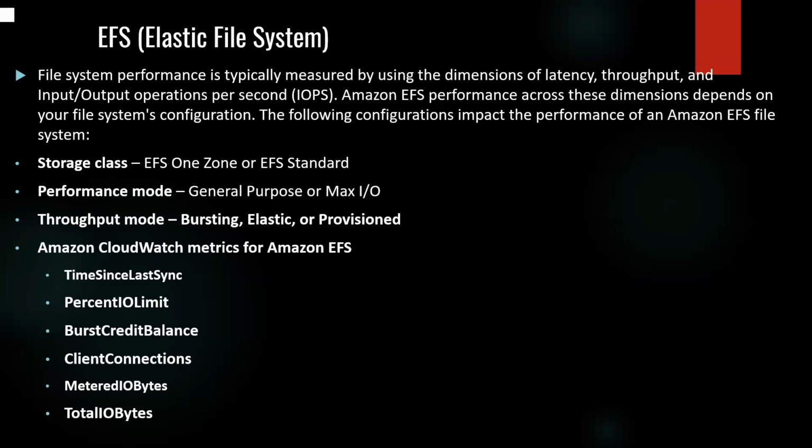In the performance mode, we have two options available: General Purpose or Max I/O. In most cases, General Purpose would be fine for you. Max I/O is required when you are doing a lot of input-output operations on it. Then we have throughput mode, which is Bursting, Elastic, or Provisioned. I will show you these options once I do the lab.